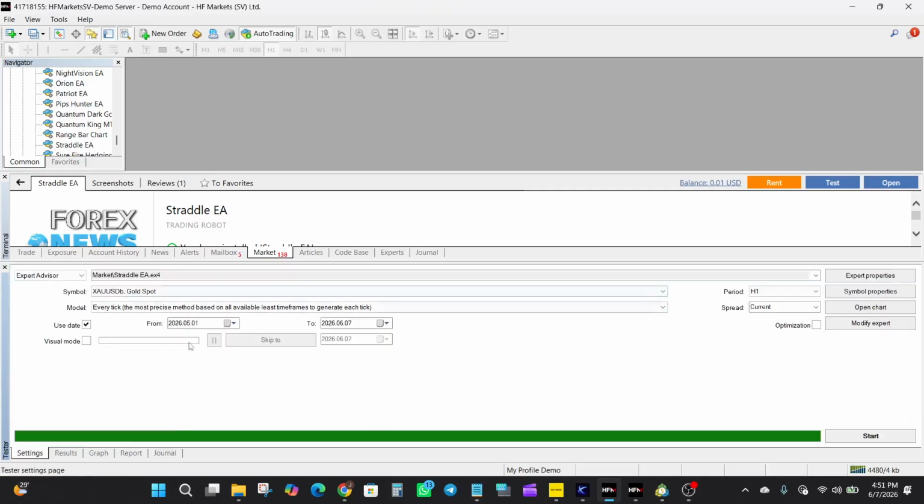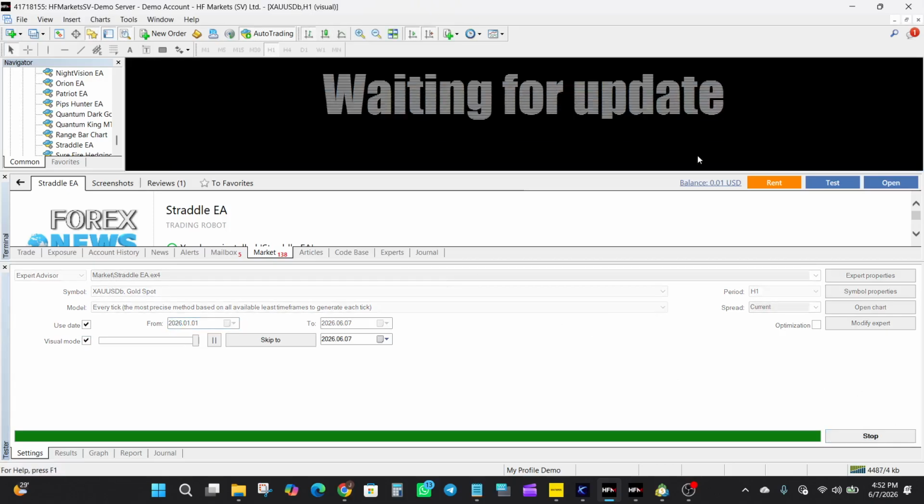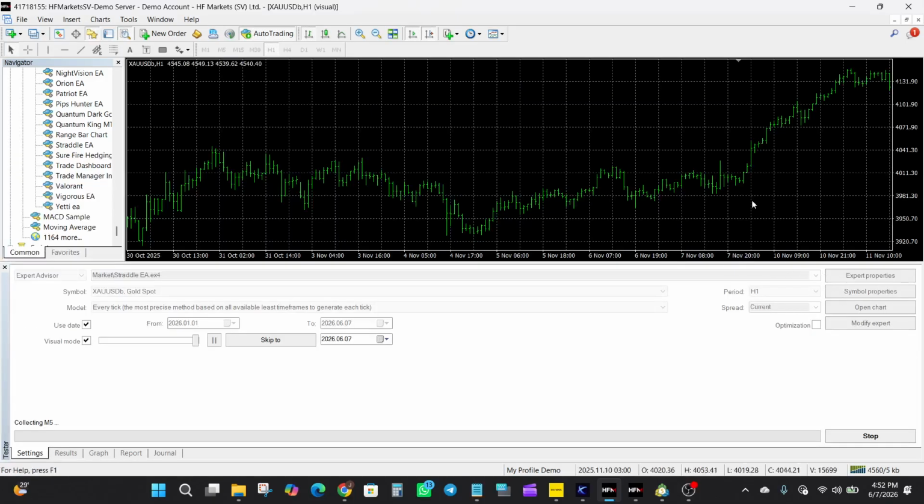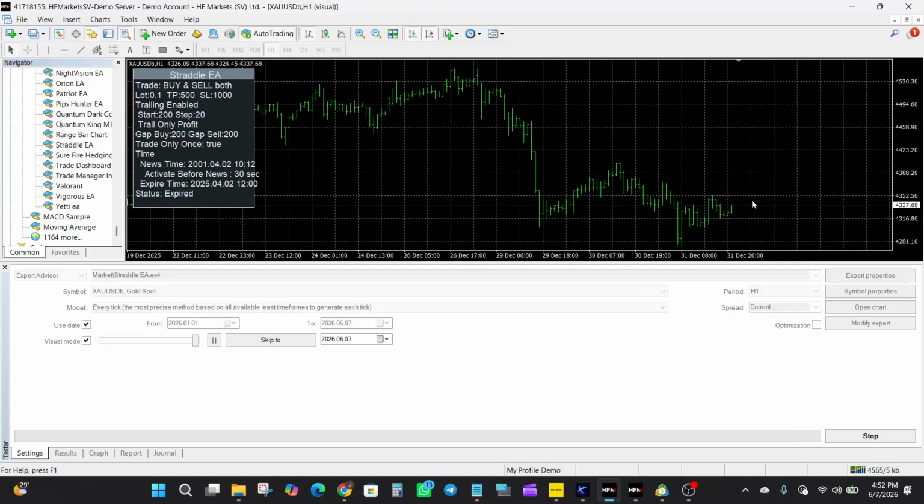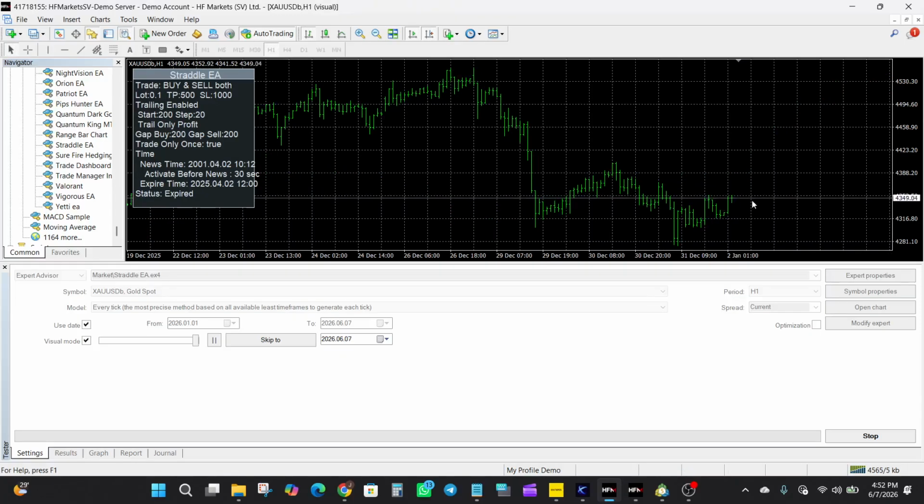Based on the results we are seeing here, no trades were executed. But what I'm going to do right now is turn on the visual mode. Okay, so let us see the EA in action, and I'm just going to take this back to 1st January 2026, and of course visual mode is turned on. From a chart perspective, I want to be paying attention to how quickly one side gets triggered, how the opposite order is managed, and whether the trailing logic helps capture extended momentum after the initial breakout.